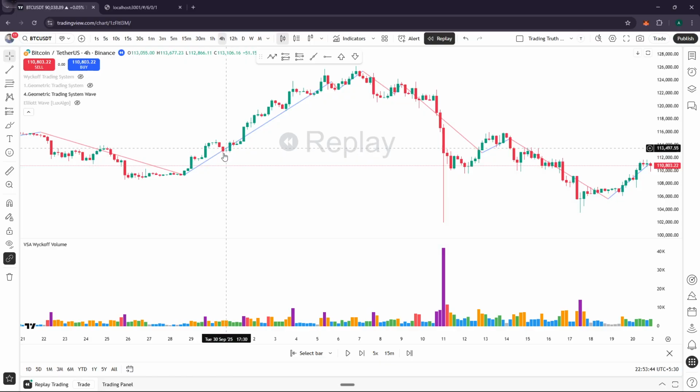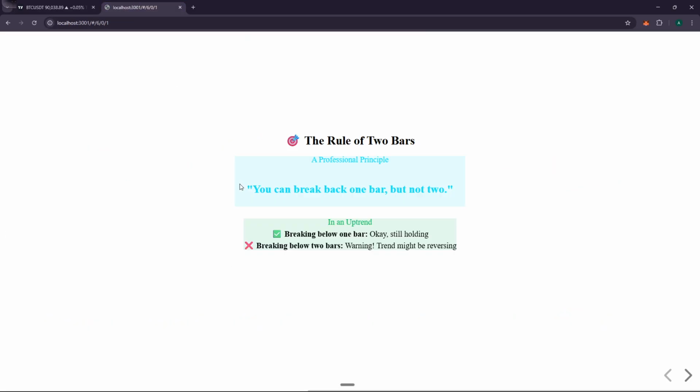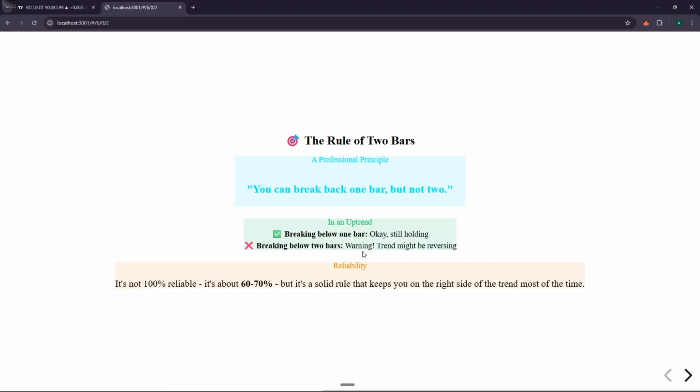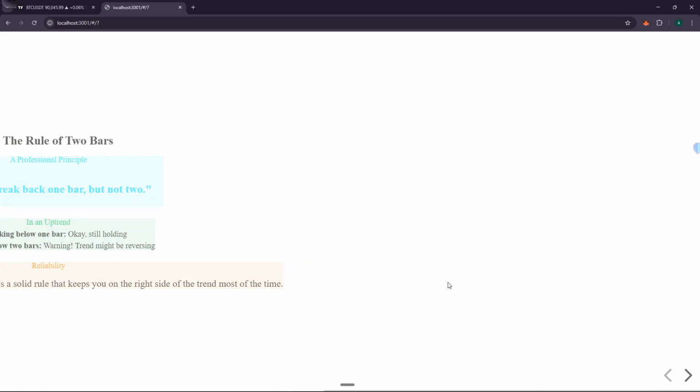And as we are in an up wave, this is just a pullback. We see two candles above, boom, right? So this is how we can use the rule of two bars. Okay, so it's not 100% reliable. It's about 60 to 70%, but it's a solid rule that keeps you on the right side of the trend most of the time.